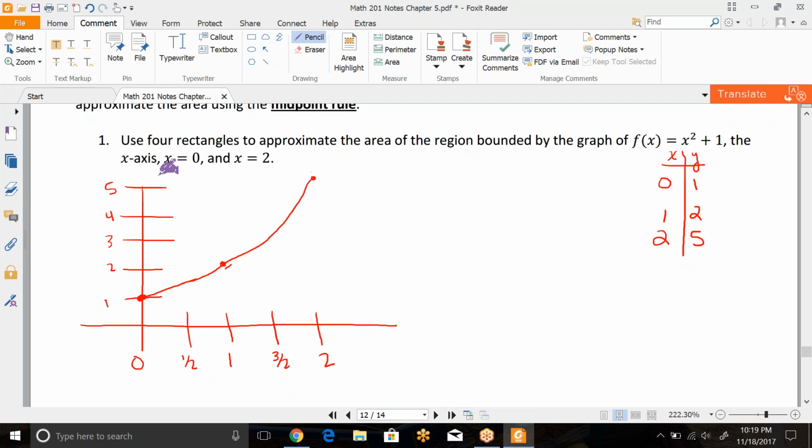And we're saying that if we draw the x equals 0 line, which is this one, x equals 2, which is a vertical line through 2, the x-axis, and the curve of that graph, we're looking for the area in that region. Now, what they told us to do was to use 4 rectangles to approximate it. So notice I broke this up into 4 subregions using the fact that I could get 4 rectangles if I go by a half.